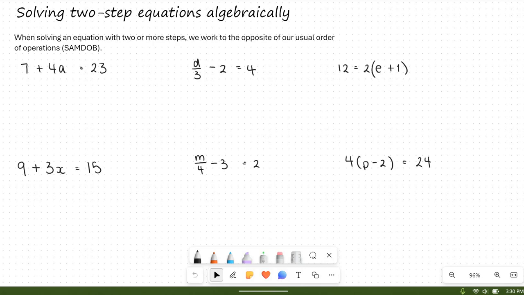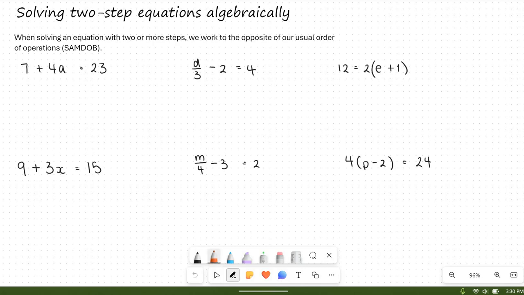So what I mean by that is instead of BODMAS, we're going to be doing SAMDOT. We're going to start and look to see if there's any subtractions or additions first. Then we're going to move on to multiplication and division, then any powers, and then any brackets. Okay, so we're going to be working a little bit backwards.